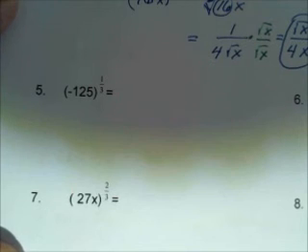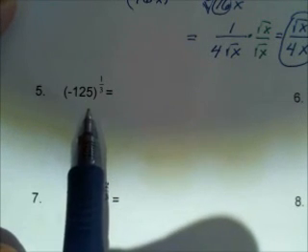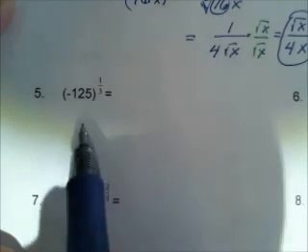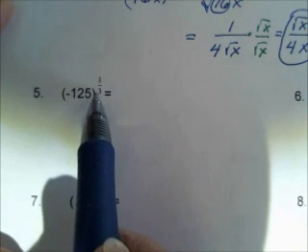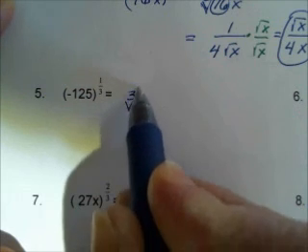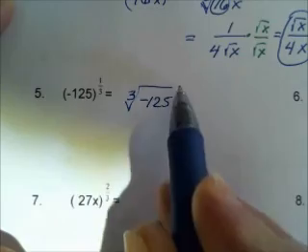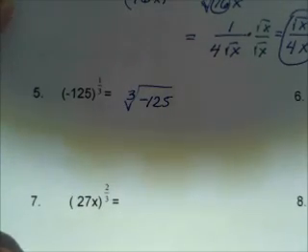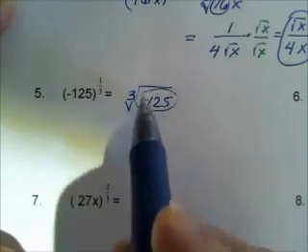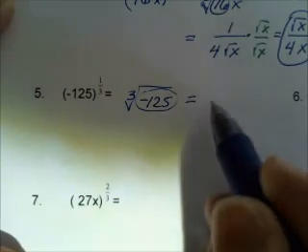Number 5. Negative 125 raised to the fractional exponent of 1/3. Again, the denominator is the root. So we would write this as the cube root of negative 125 raised to the first power, but again we omit that. That's a perfect cube. The cube root of negative 125 is negative 5.